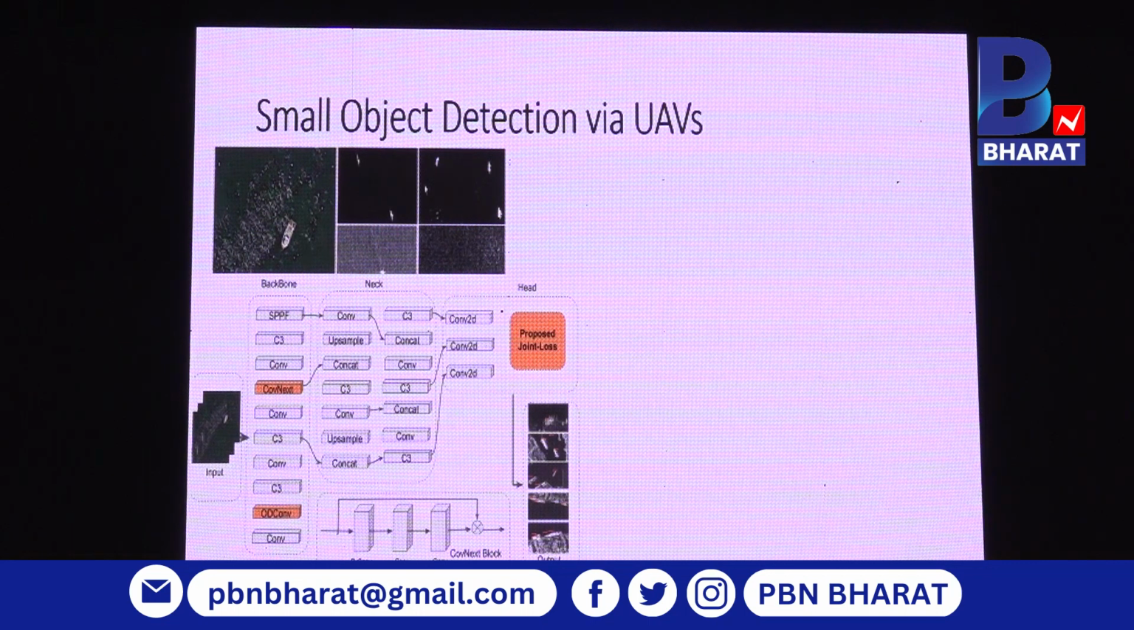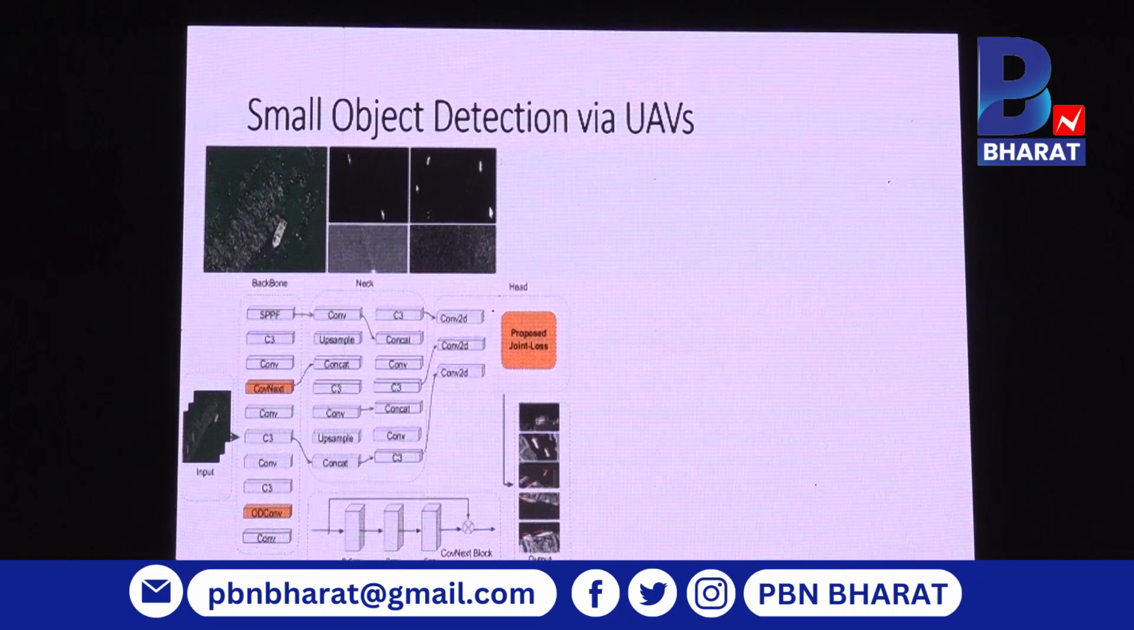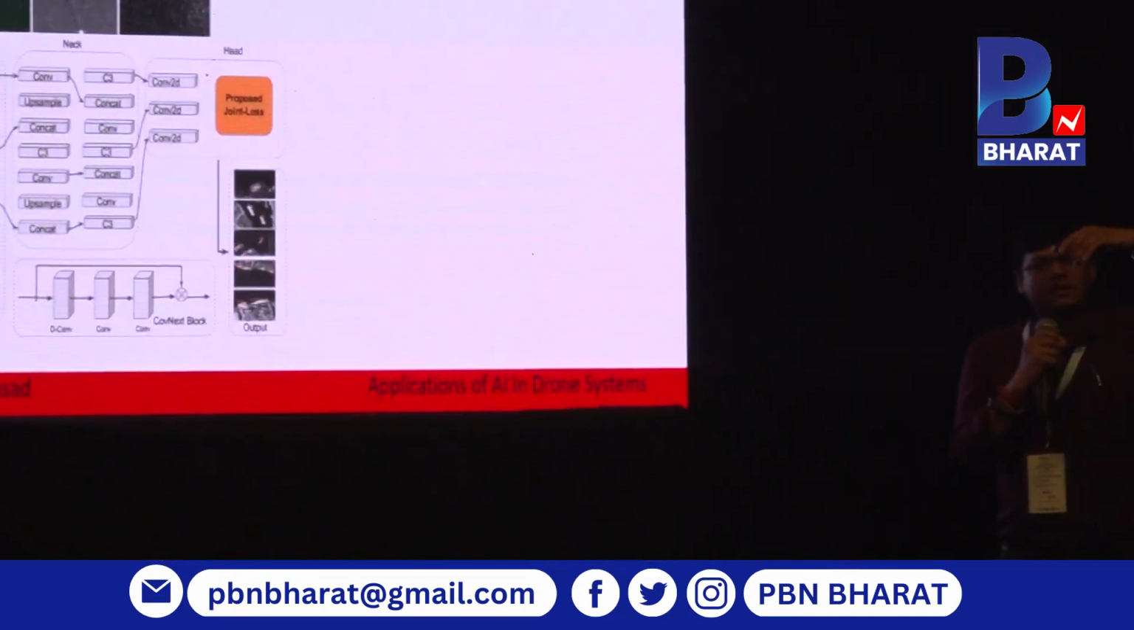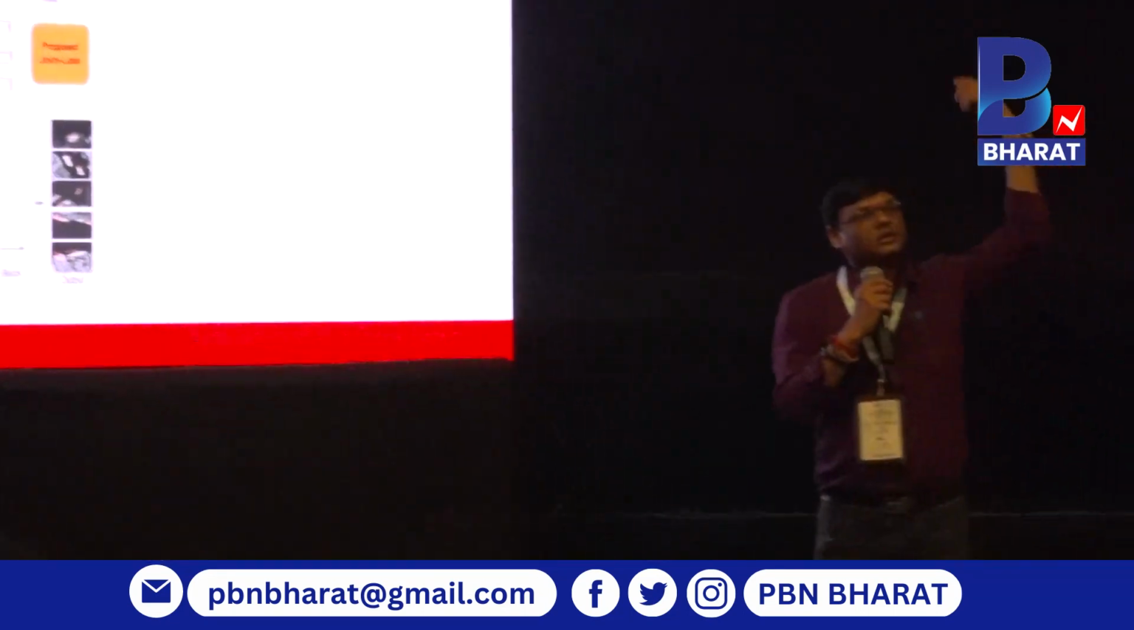Whenever we work on drone things, we need to work on small object detection, because the drone can be at 10-meter height, 100-meter height, or even 400-meter height. In that case, the objects will change their size. So we have to come up with an algorithm where small objects can be detected even at varying heights. We came up with an algorithm that runs at 100 frames per second, so better than real time. It can be easily deployed on our drone and detect this.